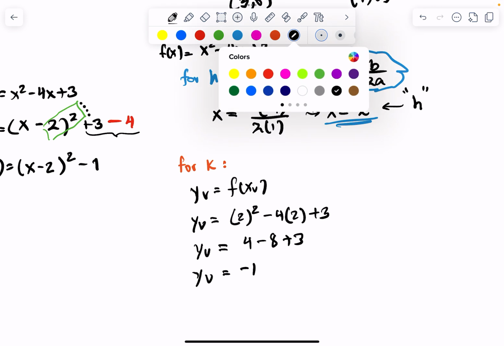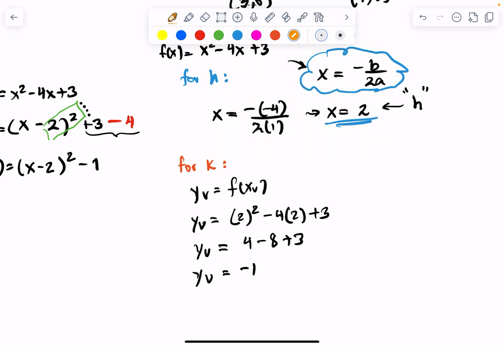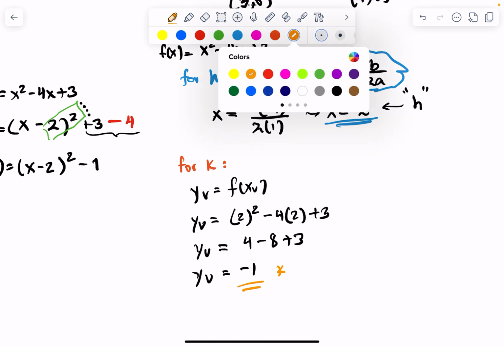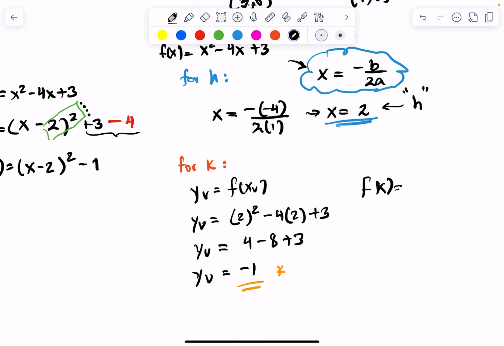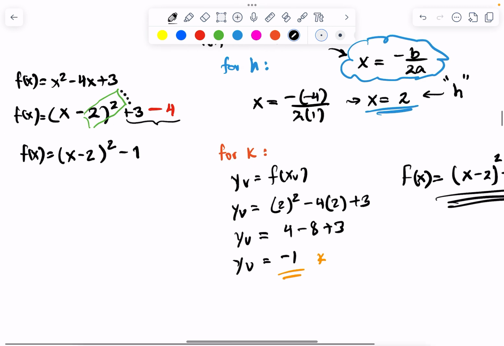So once you have that h value and you have that k value, let me write that down, where did black go? My function is going to be, I'm sorry for the noise outside, my function is going to be x minus h, right? So h is 2, squared, and then plus k, it's going to be minus 1. And as you can notice, this is the same value.